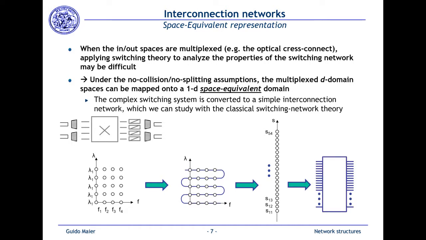Then the management of switching on this unidimensional domain can be carried out by the systems that we have introduced before. Obviously, it's not so simple as I explain it now, but the possibility exists. Once you have created this mapping of the input and output domains into a set of inlets and outlets, you can apply all the theorems that we will see to this equivalent matrix, that is the space equivalent of the switching system that you see on the other side.